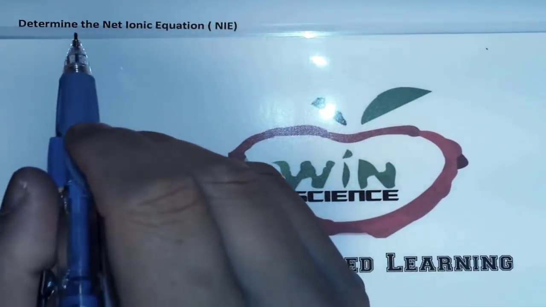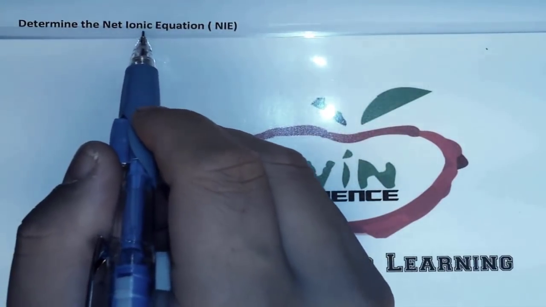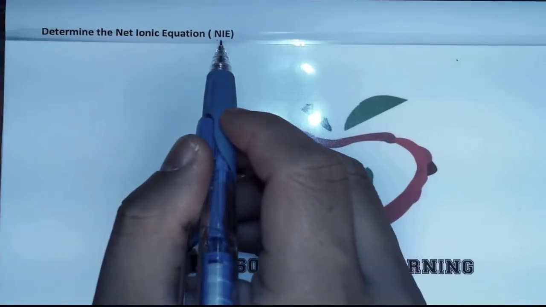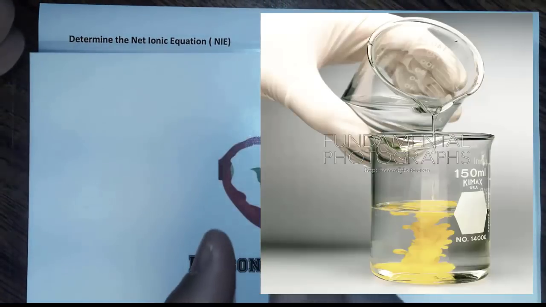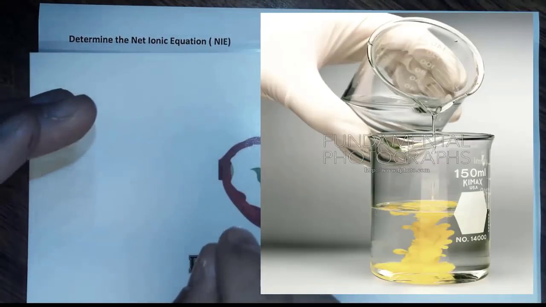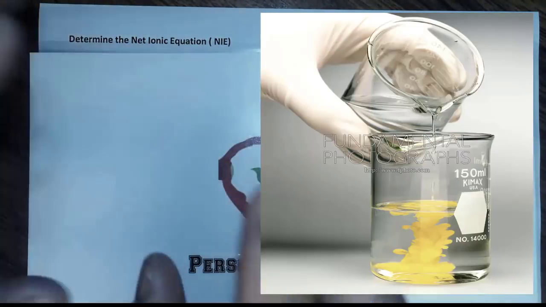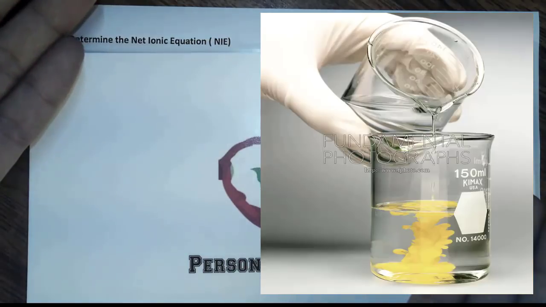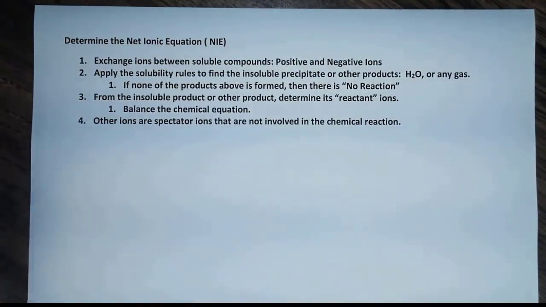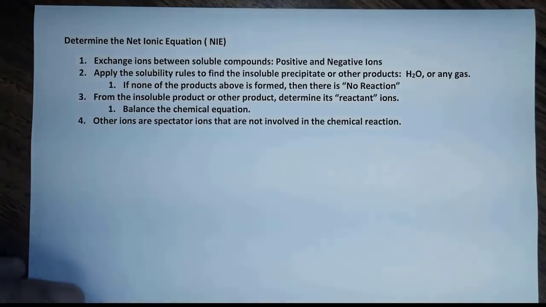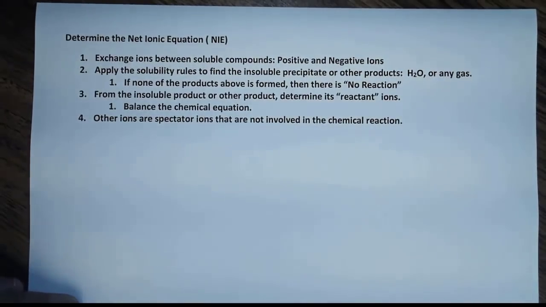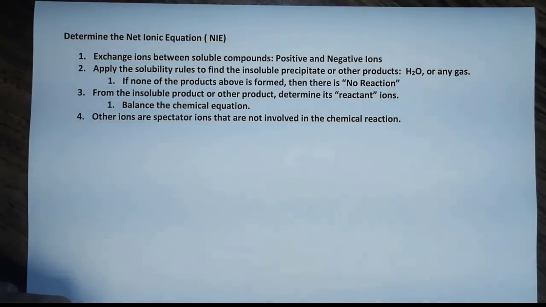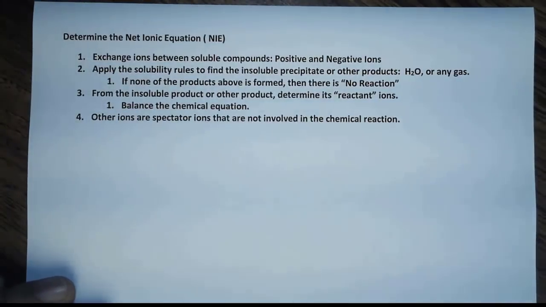In this lesson, we are going to learn how to determine the net ionic equation, or NIE. The concept of net ionic equation is that when we have two solutions and we mix them together, how do we know if there is going to be a reaction? Basically, there are steps. But before we look at the steps, we need to realize a reaction only occurs when we mix two solutions together and form one of the following products.